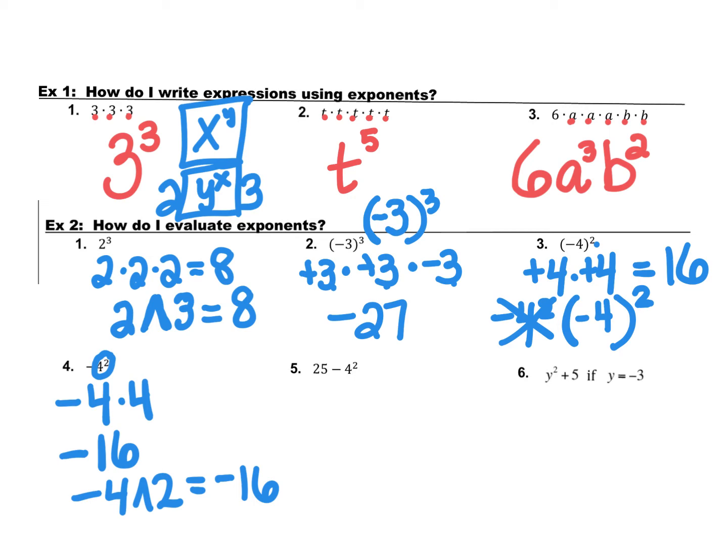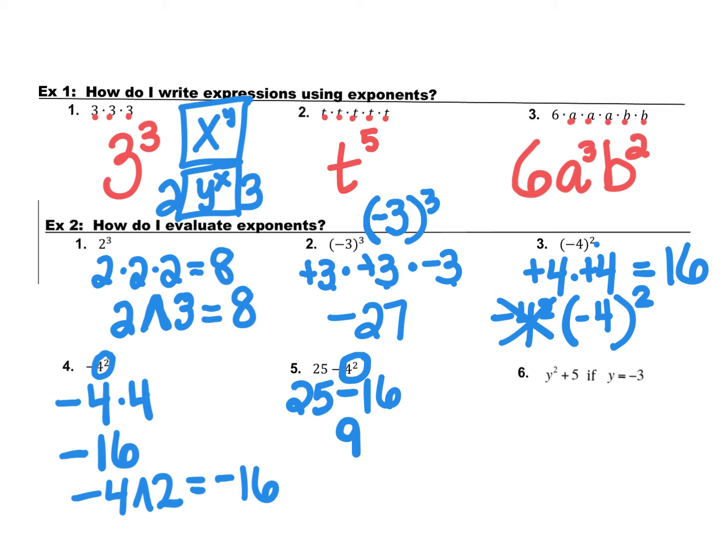Well, in the next problem, if we were doing it by hand, we would do order of operations, and we would do the exponents first. 4 times 4 is 16. 25 minus 16 is 9. Or you could just type it in your calculator, and you would get 9.